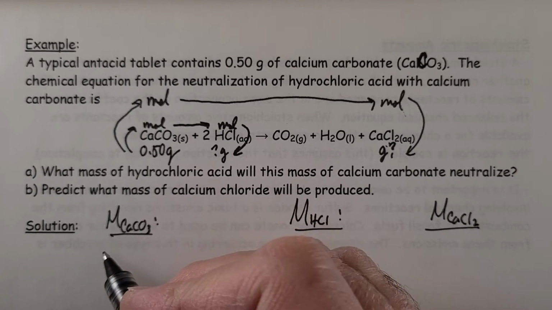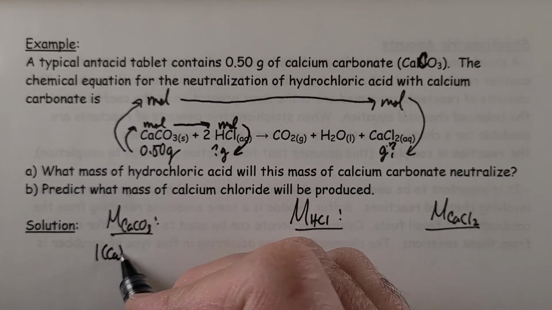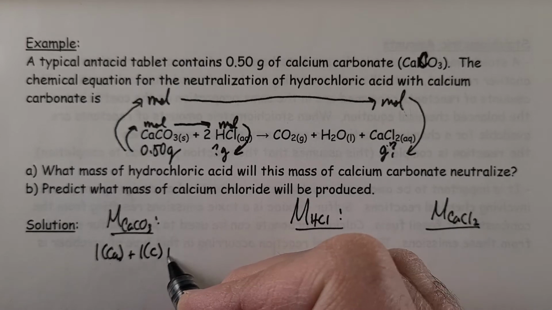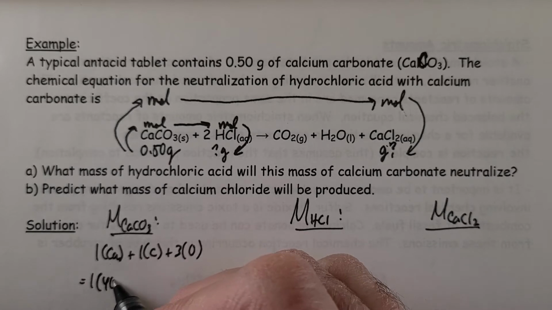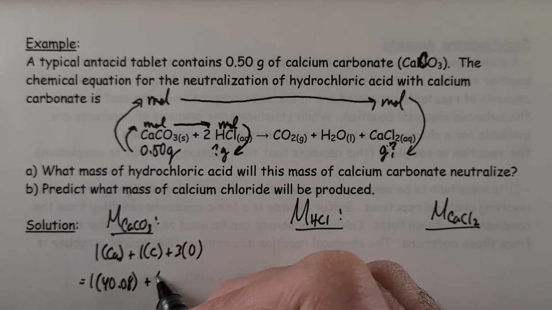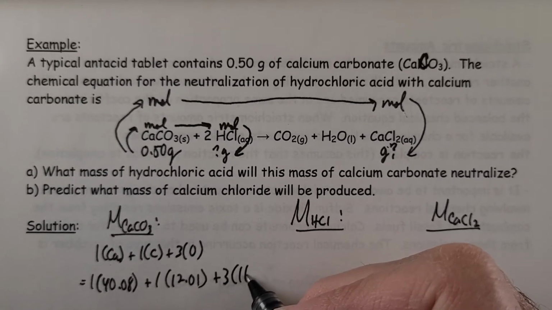So let's see here, the molar mass. For every 1 mole of calcium carbonate, I have 1 mole of calcium, 1 mole of carbon, 3 moles of oxygen. So 40.08, 1 times 12.01, and 3 times 16.